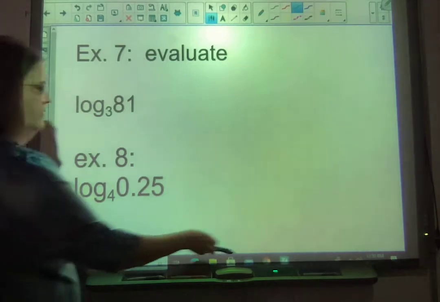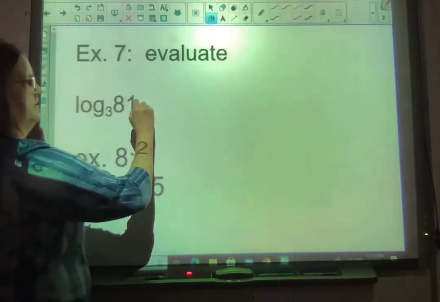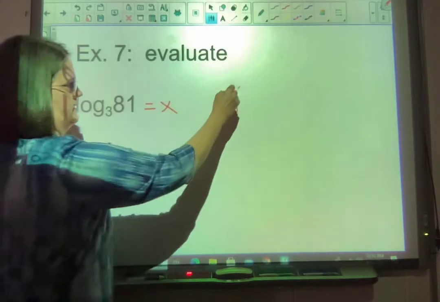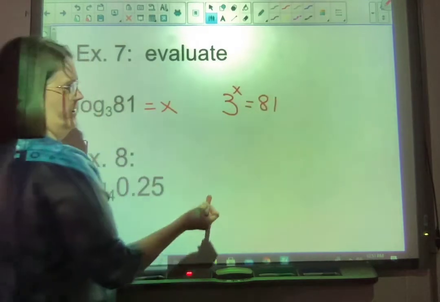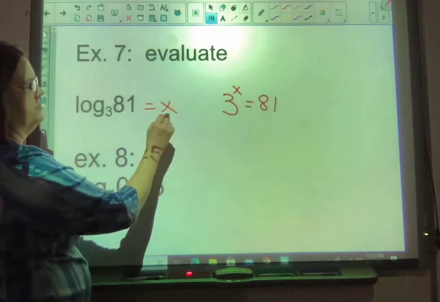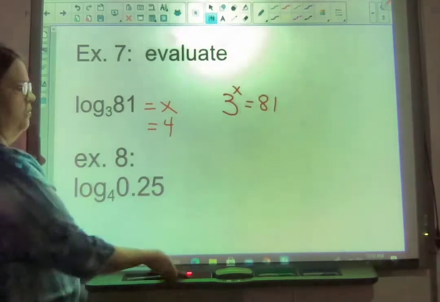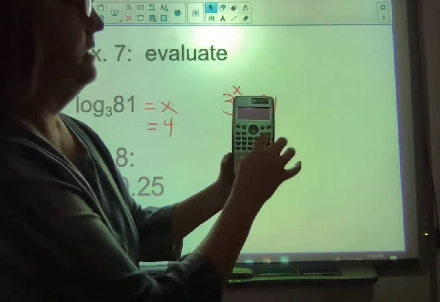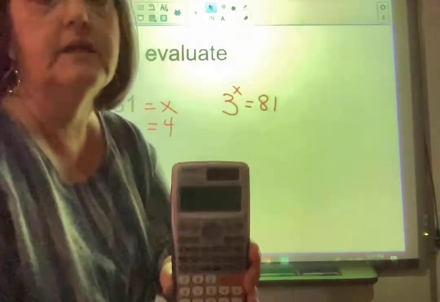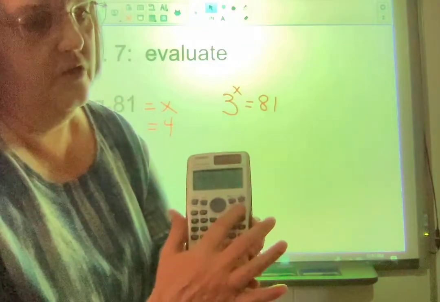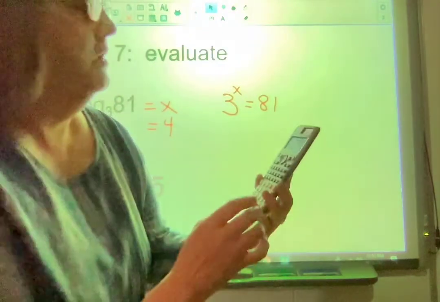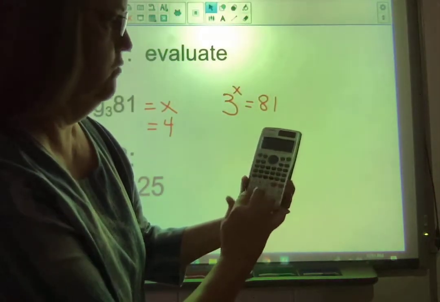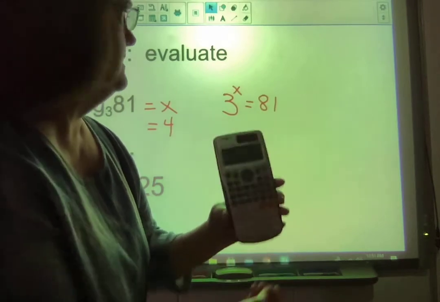All right, to evaluate, you're thinking to yourself, okay, 3 raised to some power, like if that were an x, is equal to 81. So 3 raised to the 4th power is 81. So you can do it in your head, this is 4. Or you can type it in your calculator. When you type it in your calculator, this button right here will evaluate it, and you see the setup, I hope. So if we were to do that, we're going to put 3 in the first blank, 81 in the second one, hit equals, and it tells us that's 4.